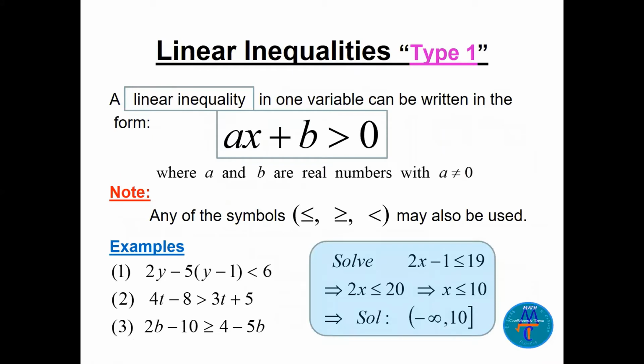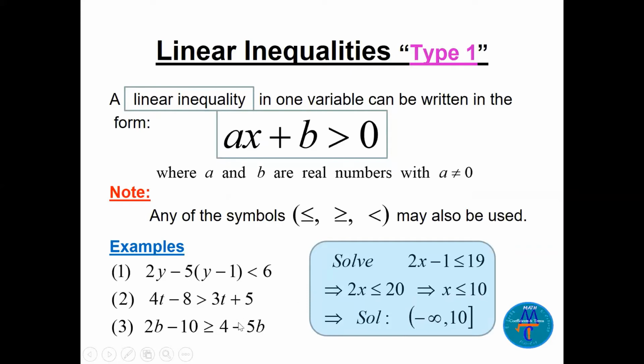Let's go to type number 1 quickly. Let's go to the example first: 2x minus 1 less than or equal to 19. Take 1 to the other side, it becomes 20. Divide by 2, x less than or equal to 10. Equal means closed, but infinity, minus infinity, plus infinity, always open. So x less than or equal to 10 starts from minus infinity until 10 closed.